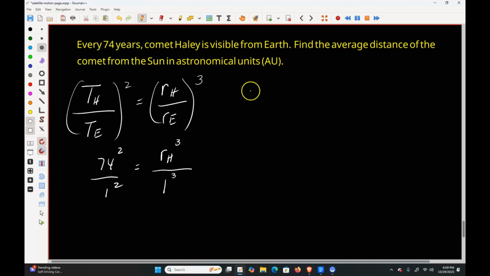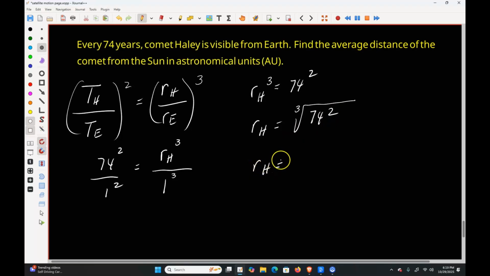So this simplifies into: the radius of Halley to the third power is equal to 74 to the second power. The radius of Halley will be the cube root of 74 squared. So the radius of Halley is approximately 17.4 astronomical units.